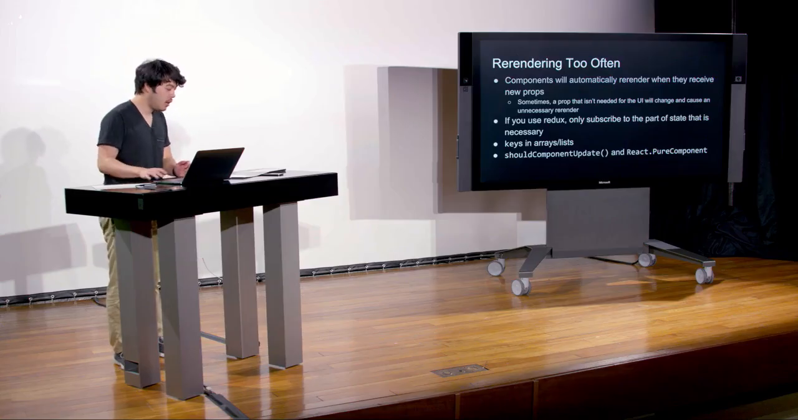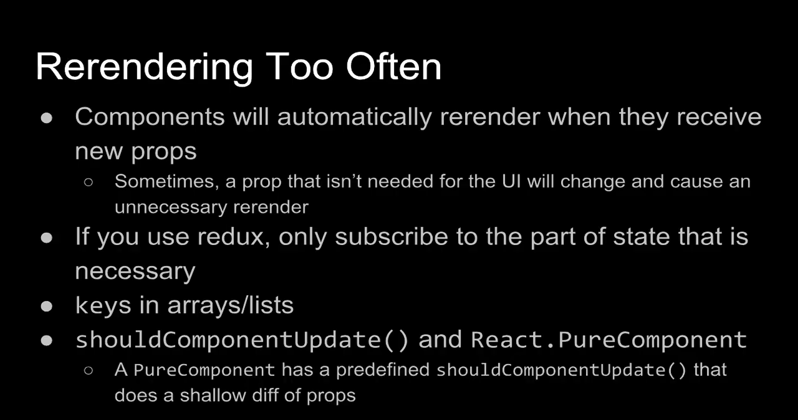And what differs here is that a pure component has a predefined should component update, where it just does a shallow diff of props, meaning it looks at the props that it used to have, it looks at the new props that are coming down, and will compare each one. And it does this at a shallow level. And I think we talked about a shallow merge back in lecture 1, but it just means it will look at each prop. It will say, does this prop triple equal this new prop? And so if it's something like an object, it won't actually dive into the keys of the objects. It'll just see if the object references match. And same with something like a function or an array or any other object type in JavaScript.